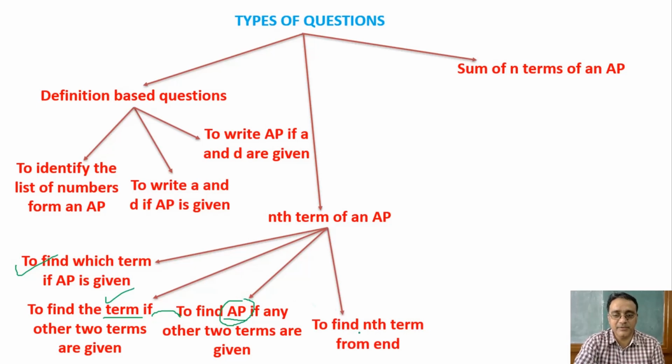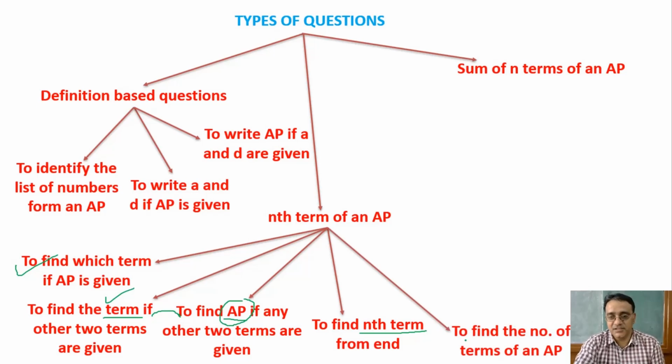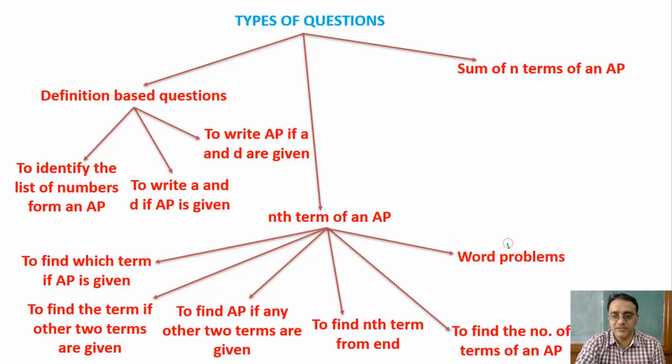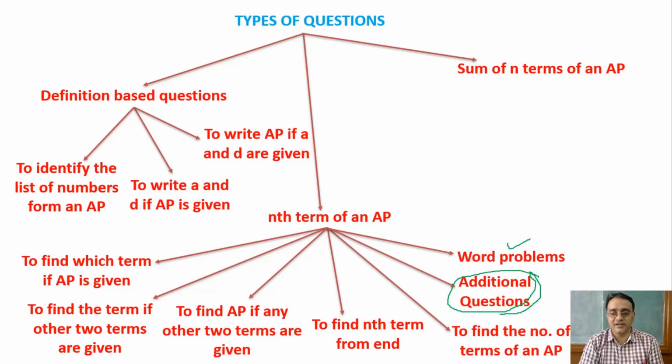Now the fourth type of question is to find the nth term from the end, and next to find the number of terms of an AP. Now this is very important for this part. Okay, next one, word problems. In nth term there are word problems, and the last one additional questions. What type of questions will come in this, which questions will be covered. Some proof related questions are also there, that also we'll see.